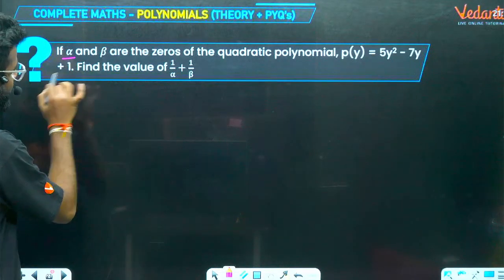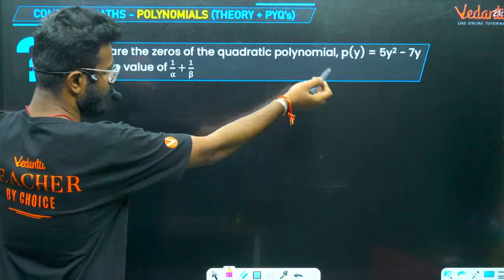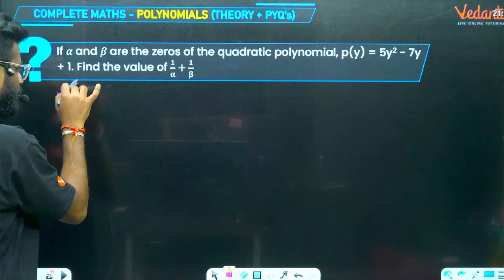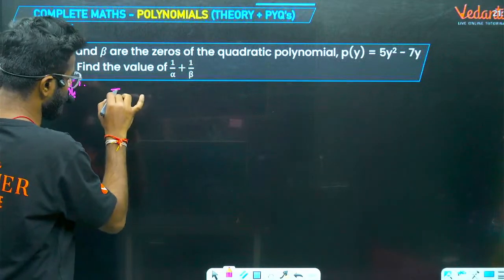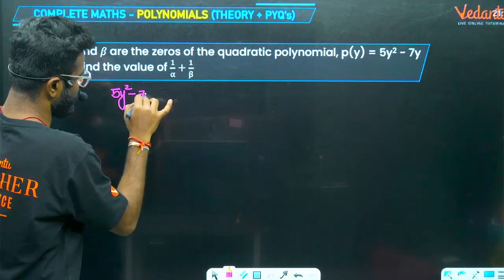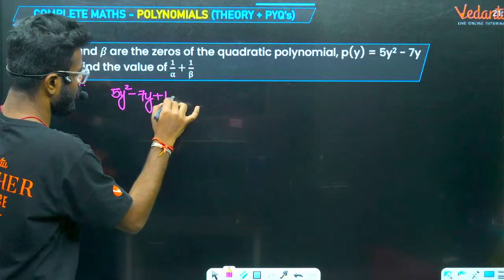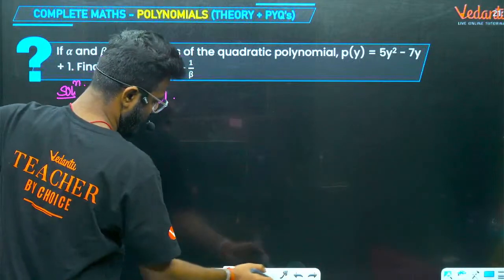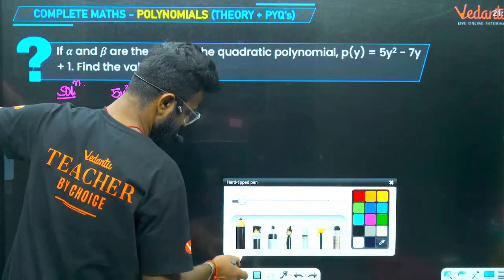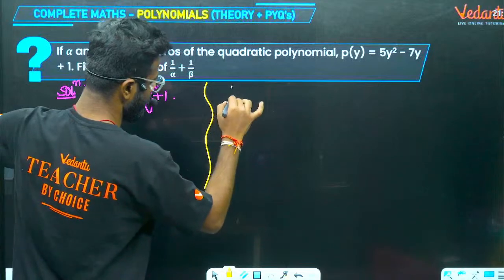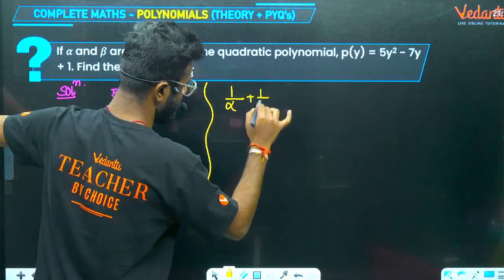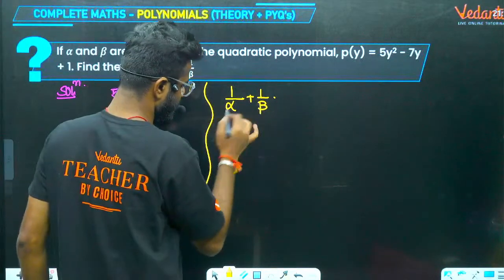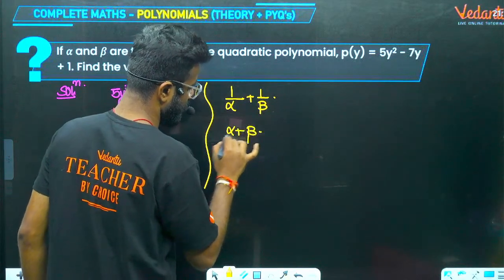If alpha and beta are the zeros of the quadratic polynomial 5y square minus 7y plus 1, also you have to find the value of 1 upon alpha plus 1 upon beta. Okay, 1 upon alpha plus 1 upon beta. If we further solve it, we get alpha plus beta upon alpha beta.